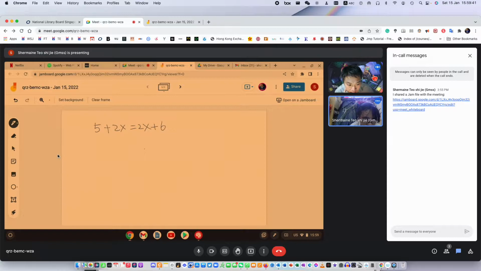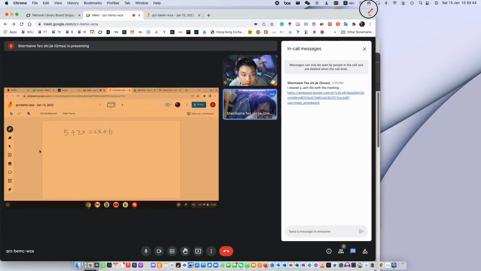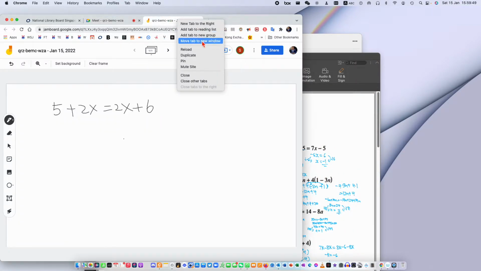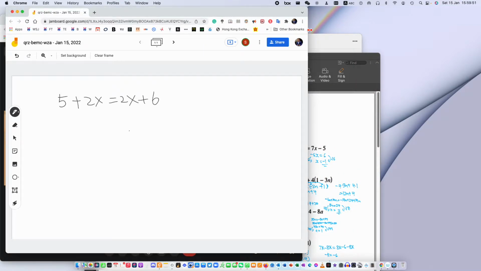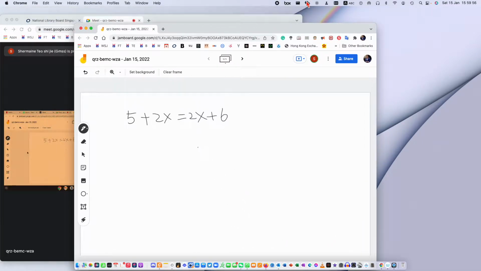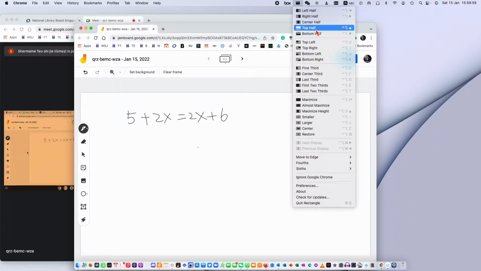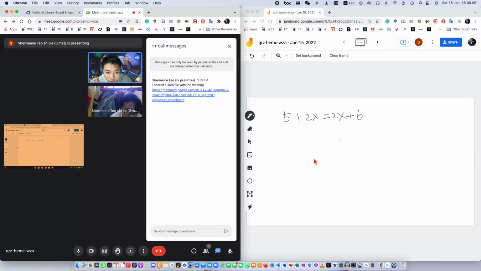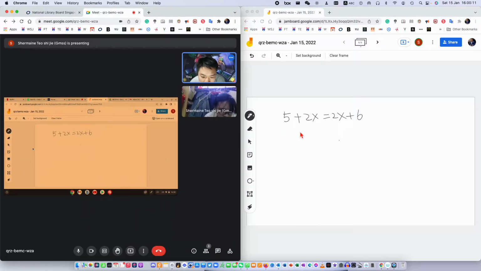No idea. Okay, so let me see how I can move the tab to a new window. Okay, good. Hold on, let me just optimize these windows so that I can see both. Let me move this to the right half, and this is the left half. Okay, good. So if you look at this, this 5 plus 2x and then 2x plus 6.